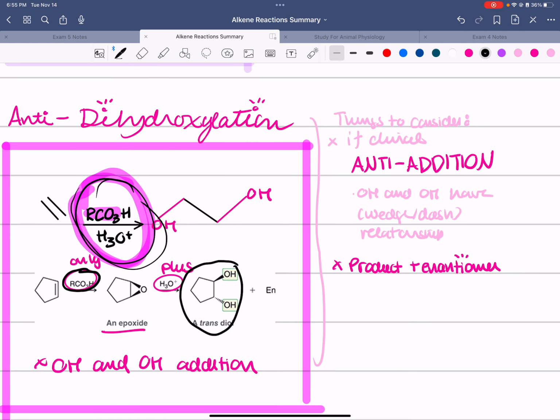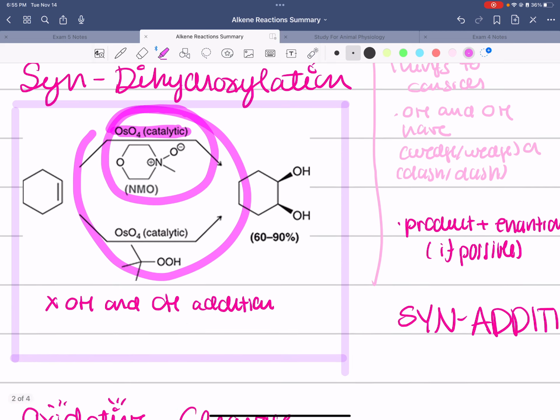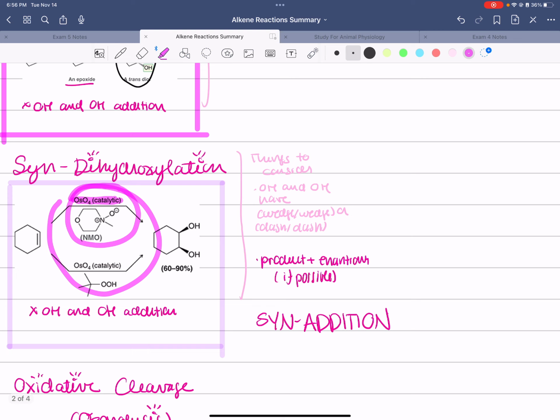Well, in difference, we have syn dihydroxylation, in which, for example, we're going to be given this as our catalytic, in which instead of being wedge and dash, they're both going to be on wedge or dash dash. And in this case, we're going to get a product plus enantiomer if it's possible. And again, this is going to be a syn addition. Like the name says, syn dihydroxylation.